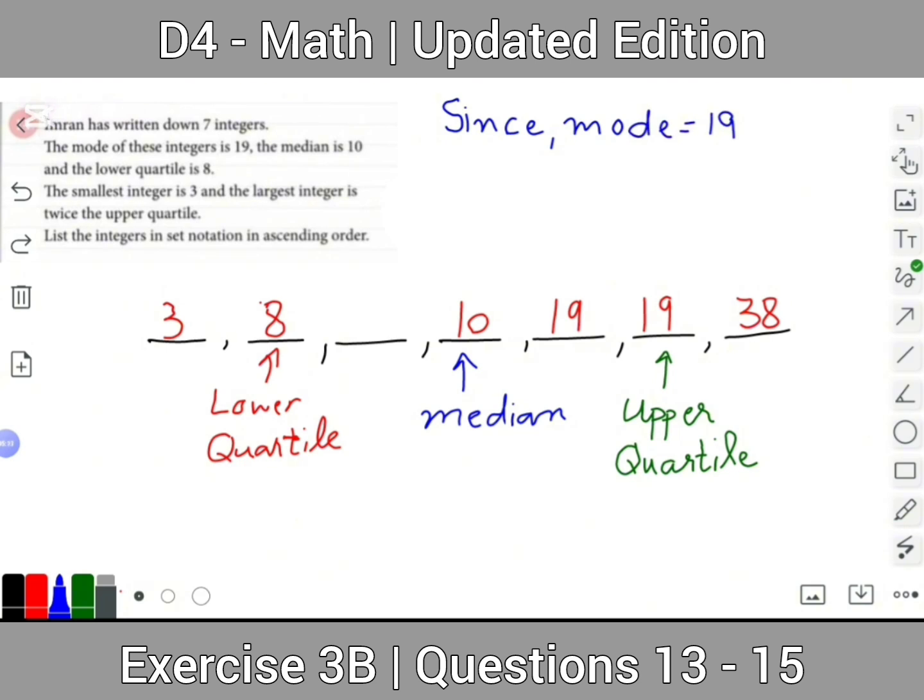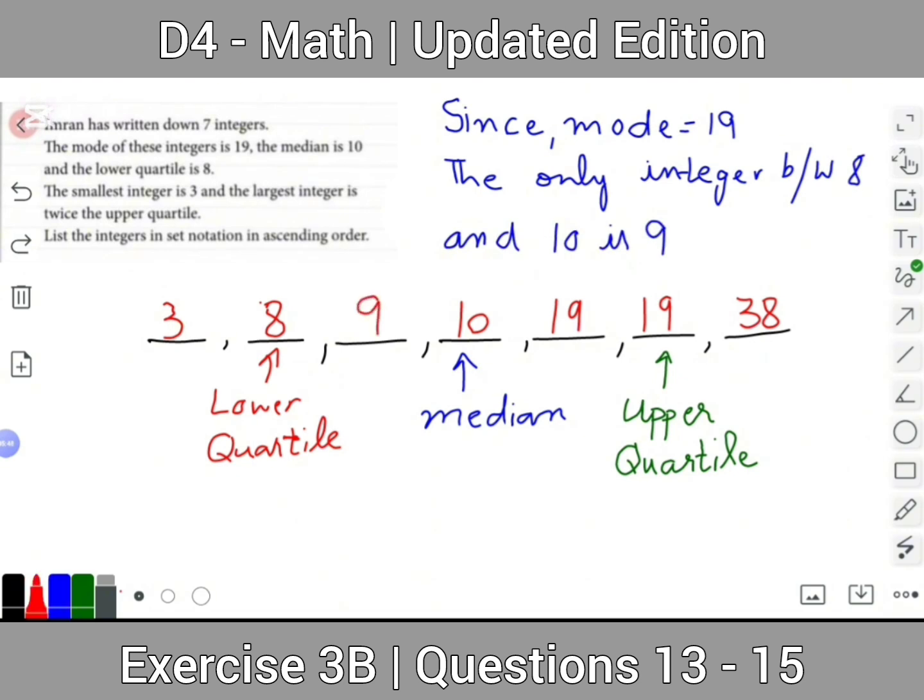So the only integer between 8 and 10 is 9. So in the third position we will write down 9.